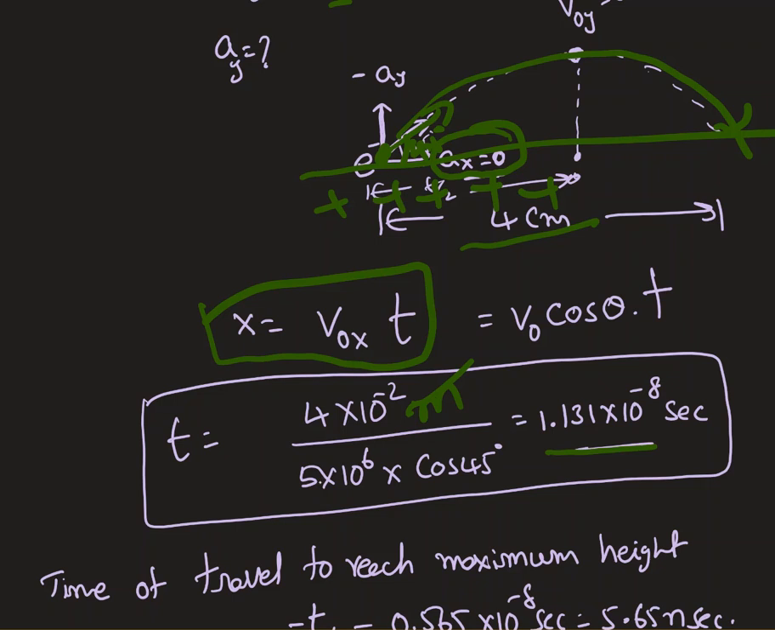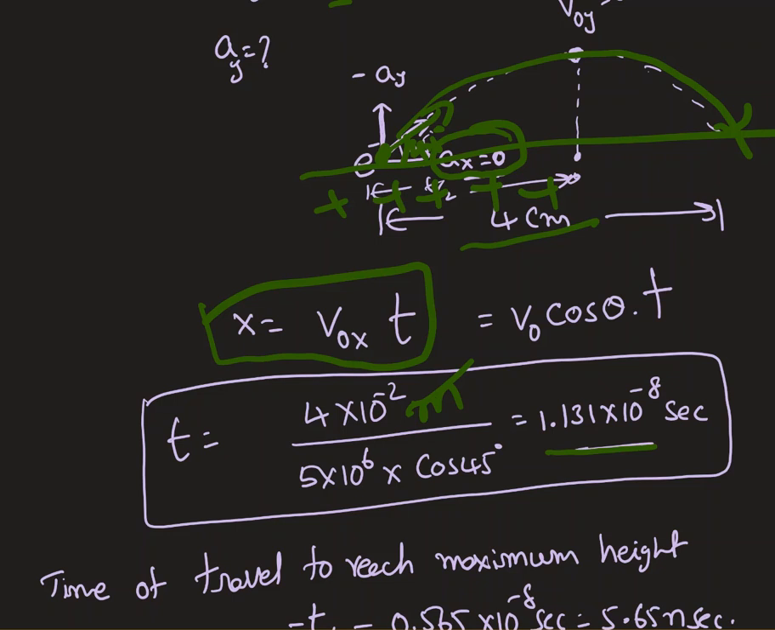And velocity is 5 times 10 to the power of 6. That's the initial velocity. I'm converting it into the x direction, which is multiplied by cos 45. You will end up with 1.131 times 10 to the power of minus 8 seconds. That is the total time of travel. Now, so that's a projectile motion. The total time of travel is 1.13 times 10 to the power of minus 8 seconds.